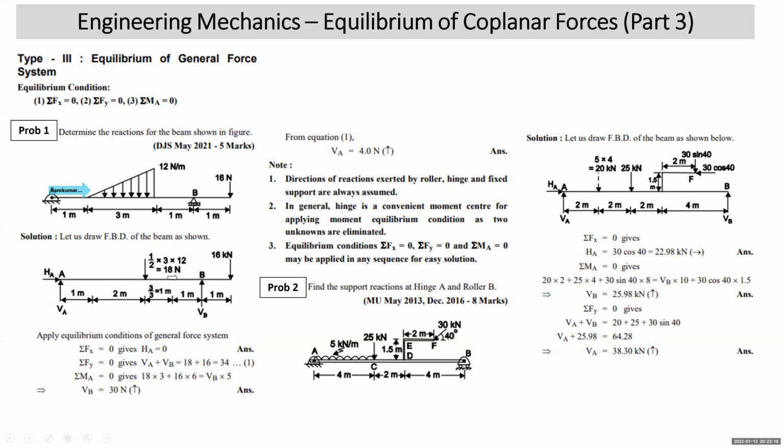It is at 1 meter from this side. So all distances have been marked. We can apply the equilibrium conditions. How many unknowns can be determined in the problems of general force system? 3. Why 3? Because 3 equilibrium conditions are there, so 3 unknowns can be arrived at.